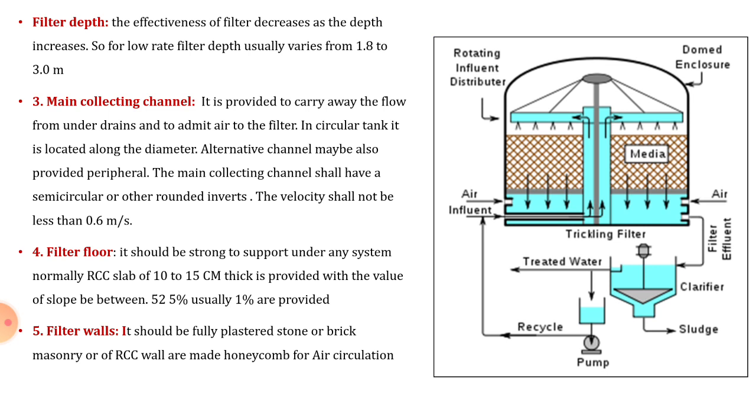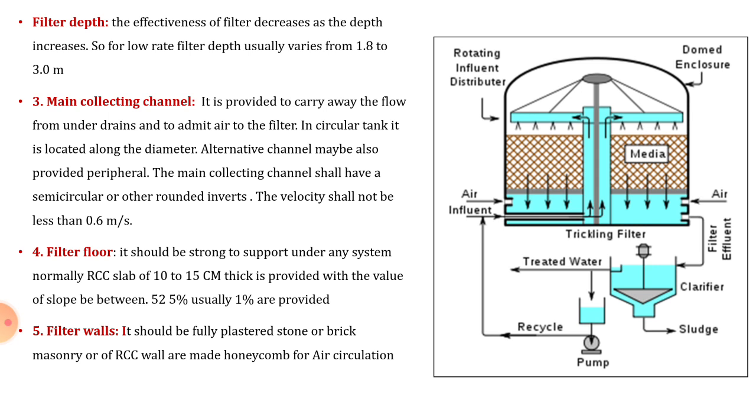Main collecting channel. It is provided to carry away the flow from the under drain and to admit air to the filter. In a circular tank, it is located along the diameter. Alternative channels may also be provided at the periphery. The main collecting channel shall have a semicircular or other rounded invert. The velocity shall not be less than 0.6 meter per second. So the main collecting channel is the integral part of the under drainage system which carries the treated effluent.